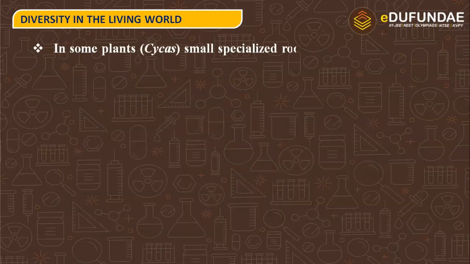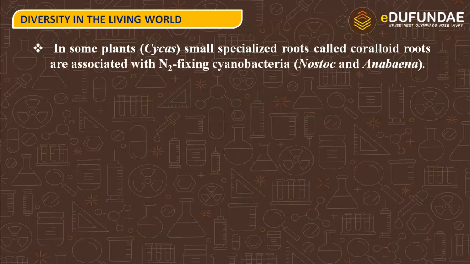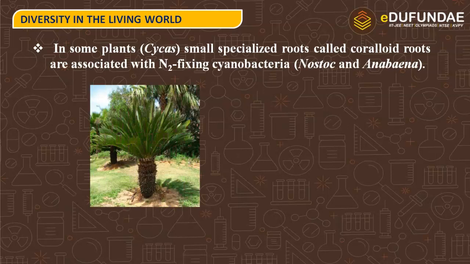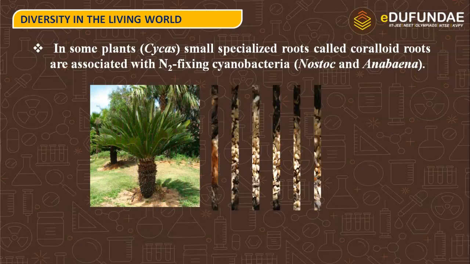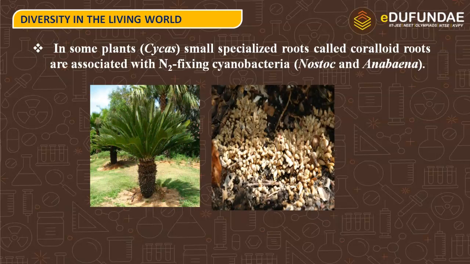In some plants such as cycas, small specialized roots called coralloid roots are associated with nitrogen fixing cyanobacteria, the Nostoc and Anabaena. So this is the structure of cycas, and here we can see the association of the nitrogen fixing cyanobacteria, that is either Nostoc or Anabaena, and the roots are the coralloid roots.